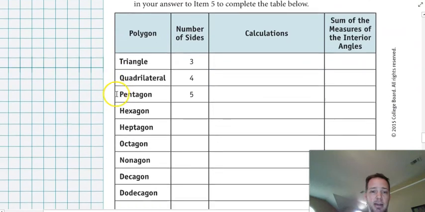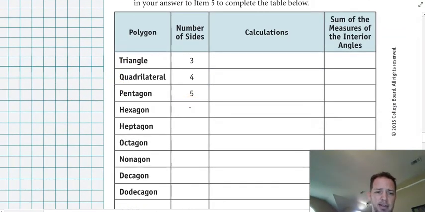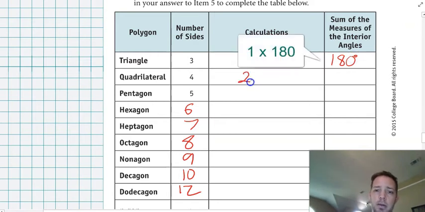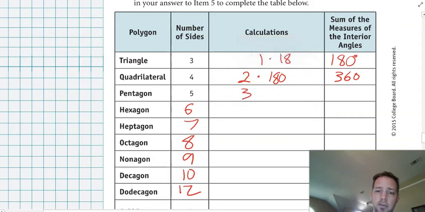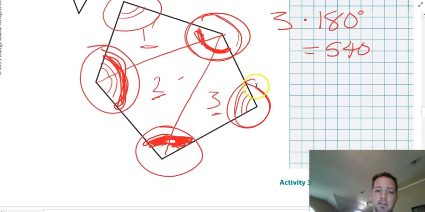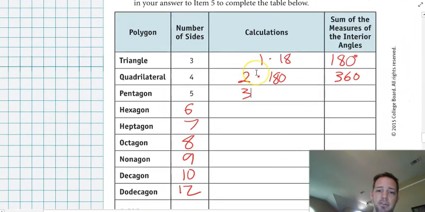So let's go ahead and do that for this table right here. We know a hexagon has 6 sides, heptagon is 7, octagon 8, nonagon is 9, decagon is 10, dodecagon is 12. To figure this out, how many triangles could we draw inside of a triangle? There's 1. The sum of the measures is 1 times 180 is 180. For the quadrilateral, we got 2 triangles, and very quickly we start to realize on the pentagons we got 3 triangles. On the hexagon we got 4 triangles.